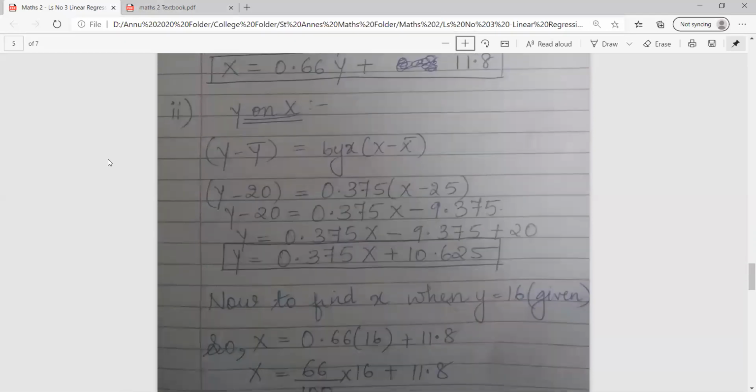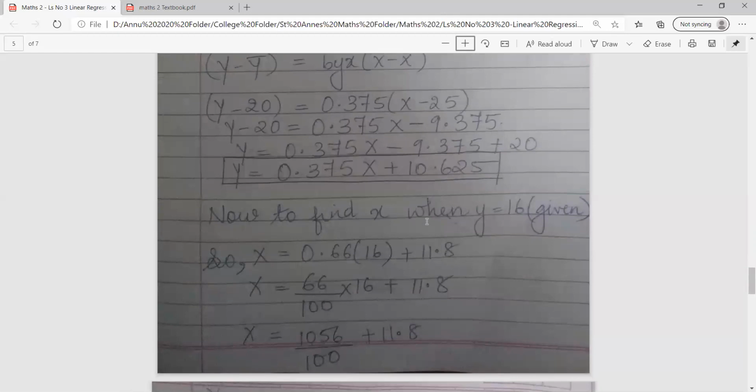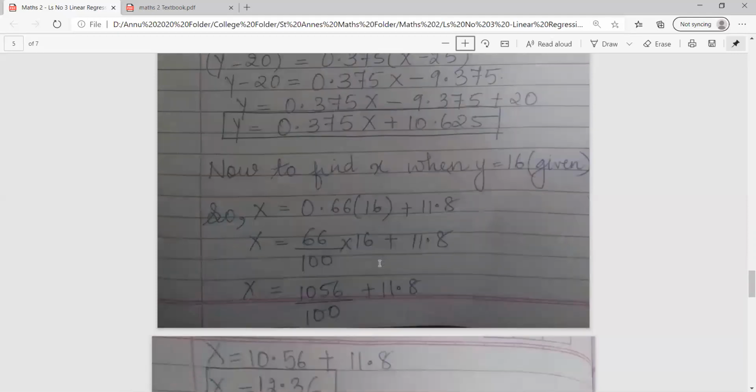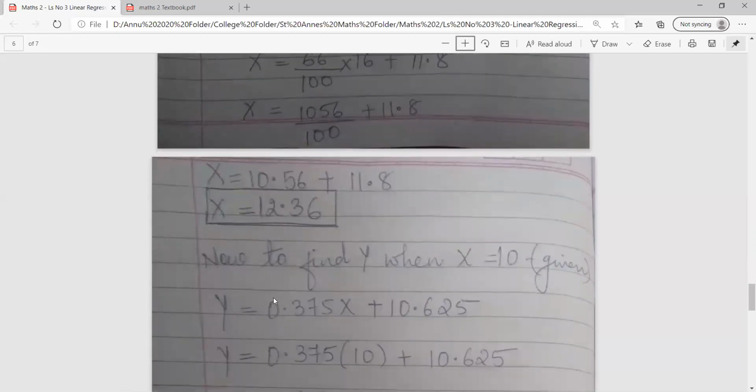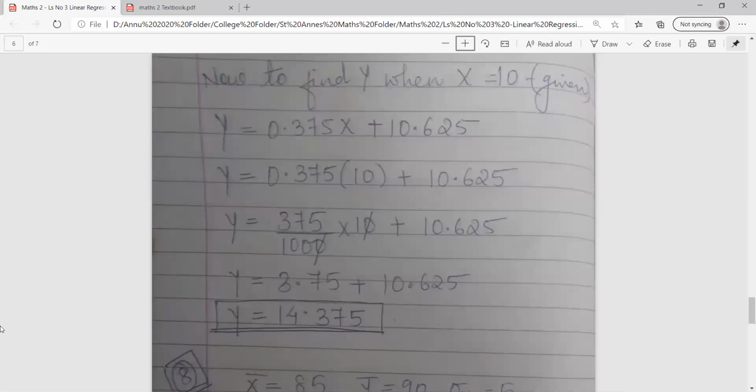Now you can put the values as they have told, to find x when y is given. So this will be x on y. I have substituted in the first one by putting 16 and I have got the value of x as 12.36. Similarly, to find y when x is equal to 10, I have put it in the second equation and I have got the value of y as 14.375. So you can solve and check for yourself.